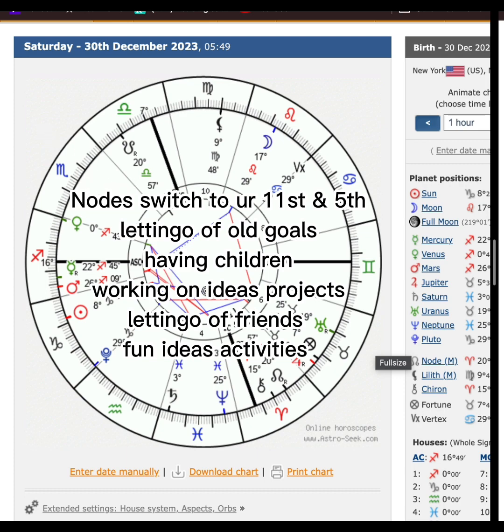Now the nodes are switching into your 5th and 11th, and the North node is in Aries, which is going to trine you, bringing you more risky moves and wanting you to put yourself out there. The 5th house makes you think about your children, your heart, things you have passionate ideas about, going to school. This is going to make you want to date people. You want to go and explore different ventures because it's a more exciting house. So I wish that for you.